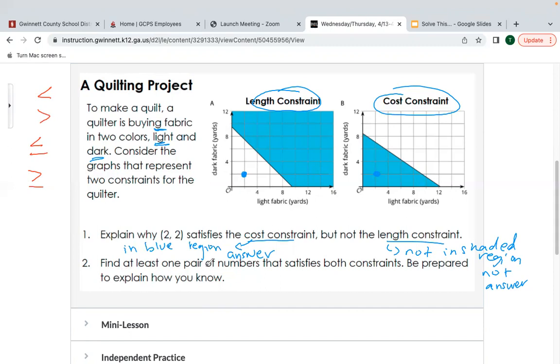Right now we want to find at least one pair of numbers that satisfies both constraints. That means it's in that blue region on both of the equations, both graphs. So what point is on both graphs? Then 0, 8, 2.